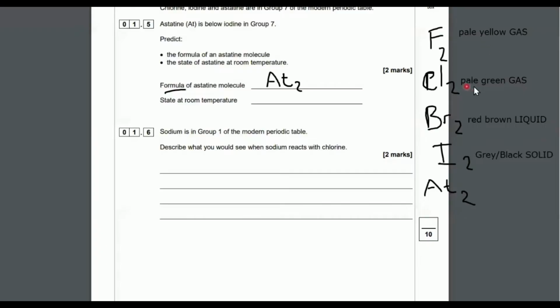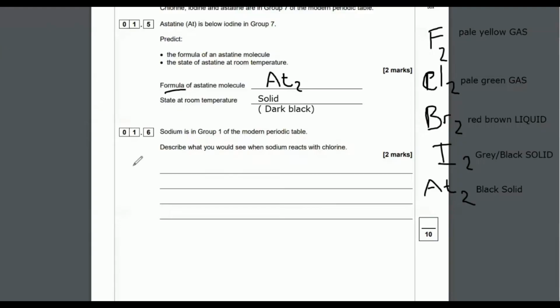So what colour do you think astatine is? They're getting darker as we go down. We're going yellow, green, brown, grey, black. Astatine is going to be black. So you're just following the pattern. Now, sometimes they ask this about the state of matter. So it goes gas, gas, liquid, solid. Astatine is going to be a solid as well. So it's just using your knowledge of the group 7 elements to make predictions about elements in group 7 you haven't come across before.